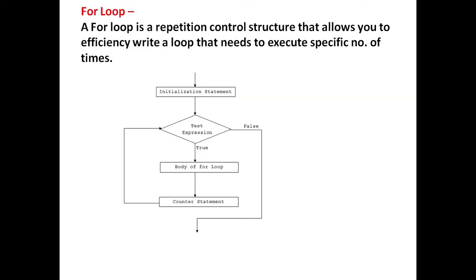Next is for loop. A for loop is a repetition control structure that allows you to efficiently write a loop that needs to execute a specific number of times. First, it checks the initialization statement, then it checks the test expression. If it is true, the body of for loop is executed and then the counter statement is executed. Again it goes back to check the test expression and if it is false, it goes out of the for loop.